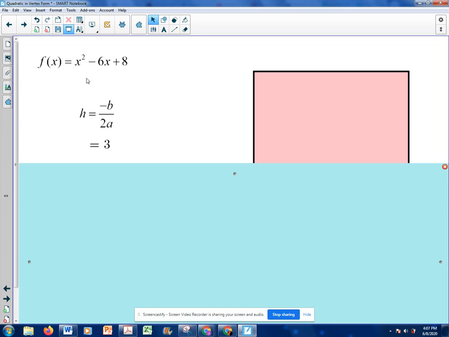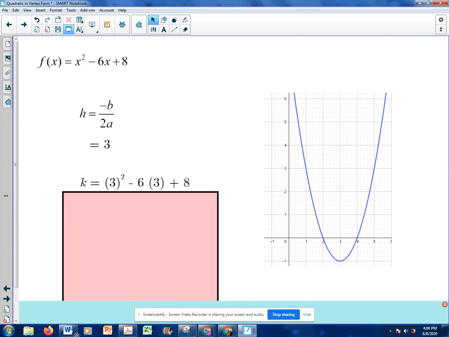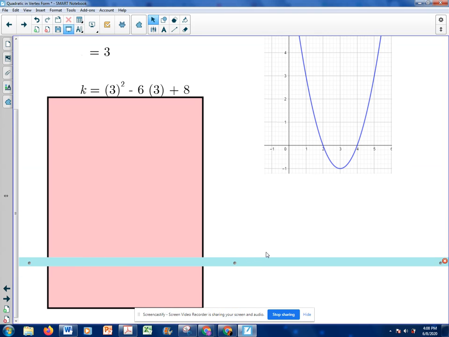What do we got? 3 squared, 9. And then negative 6 times 3, that's negative 18, plus 8. When I add them all together, 9 minus 18 is negative 9, and then negative 9 plus 8 gives me negative 1. So the vertex of this parabola is at 3, negative 1.